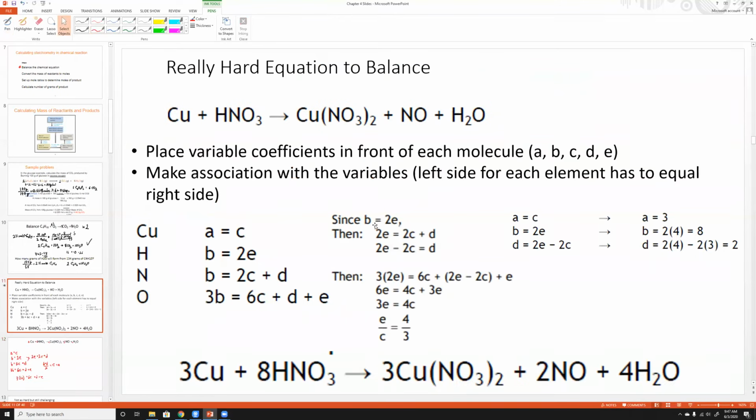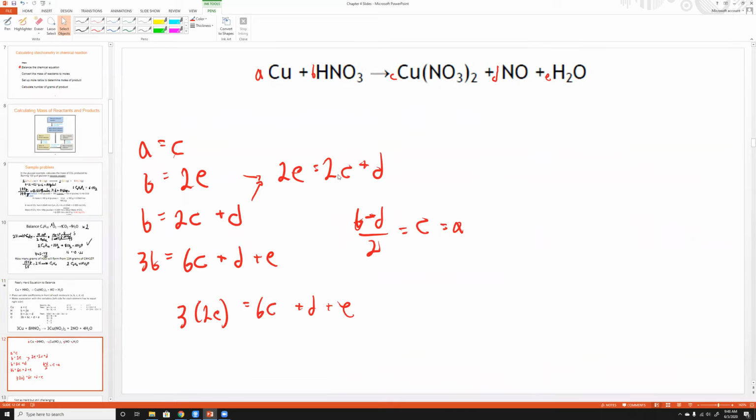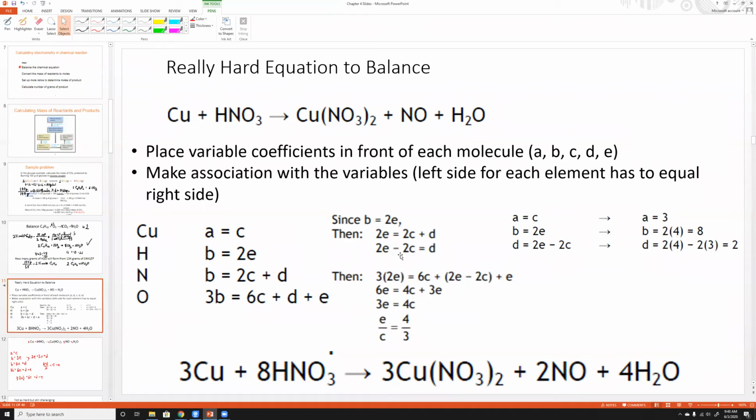All right, so here's what they do. So they first took B equals 2E, and they used the B equals 2C plus D equation and replaced B there. So I think we had that right here. So they did this, and they figured out D from there. And then they took that D and put it into the oxygen equation right here to make this. And then they reduced it to E over C equals 4 over 3. So they have E equals 4, C equals 3. If that's the case, you know, because A equals C, that A is also 3.